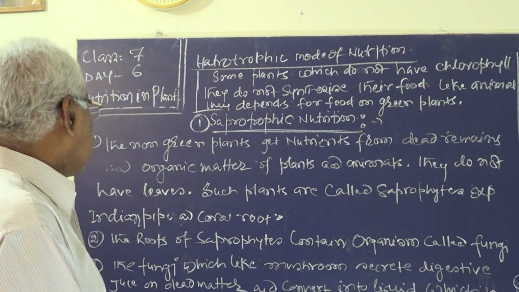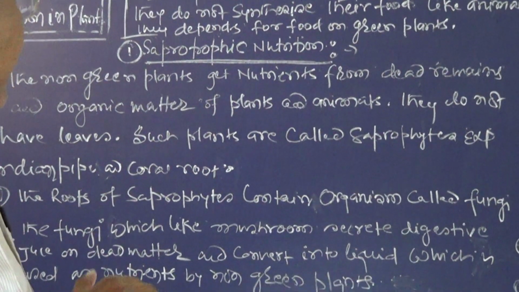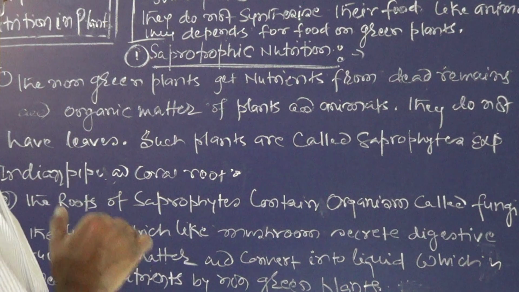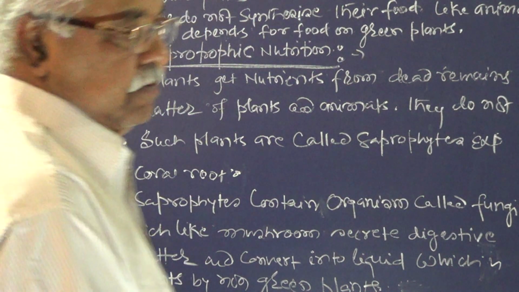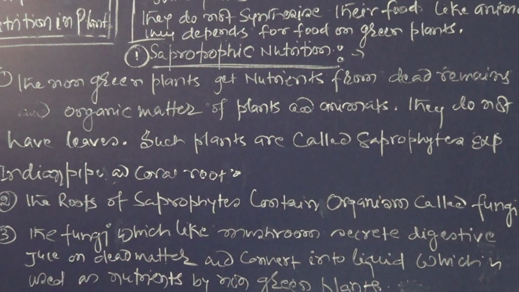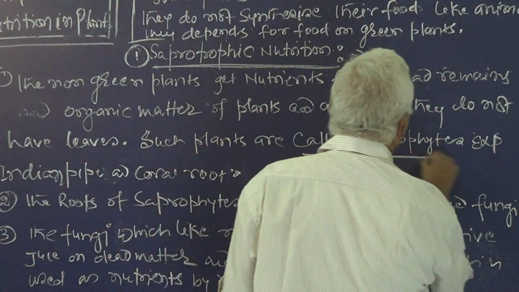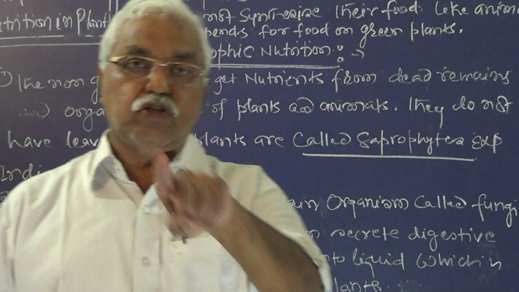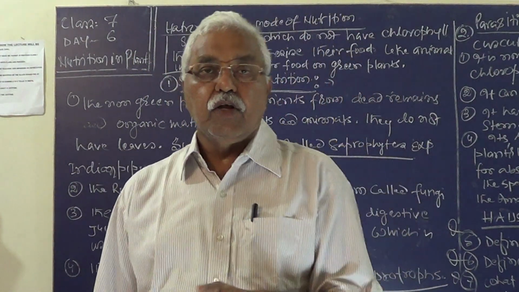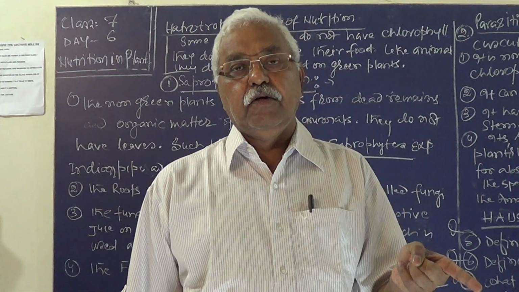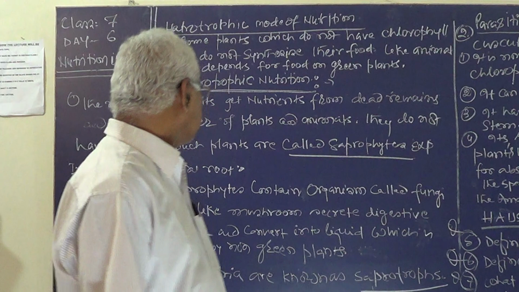So, the non-green plants get nutrients from the dead remains of the organic matter of plants and animals. They do not have leaves. Such plants are called saprophytes. So children, now one question we are going to make out of this. What are saprophytes? Saprophytes are those plants which do not prepare their food. They depend upon other plants for their food and nutrients.